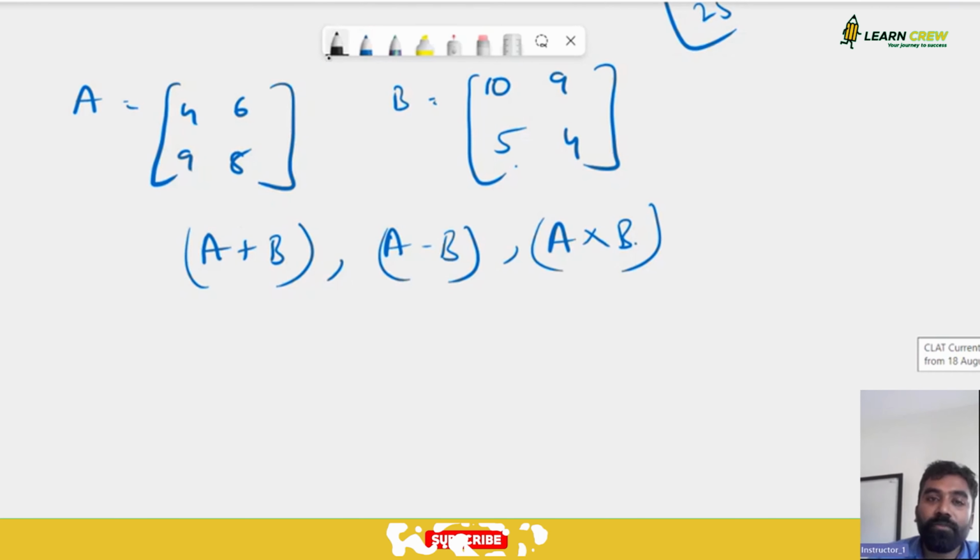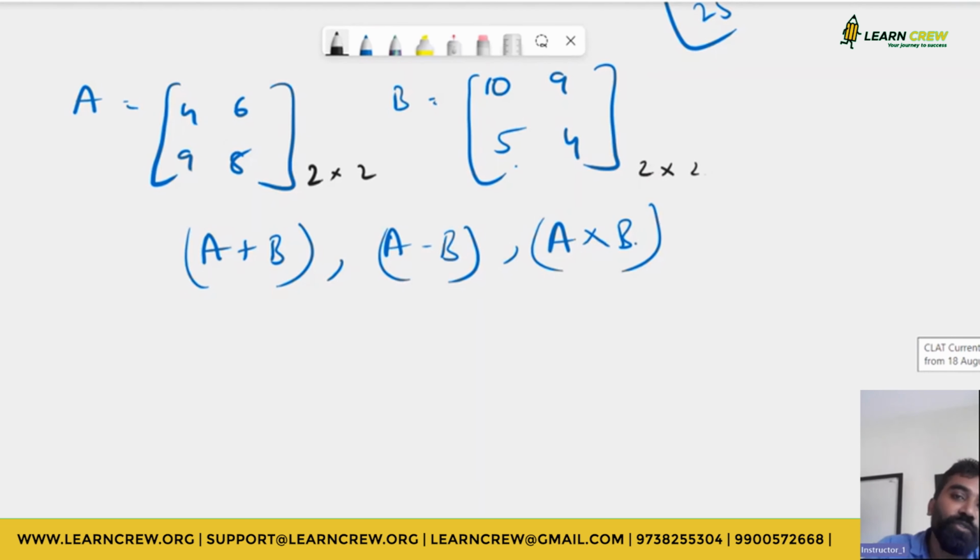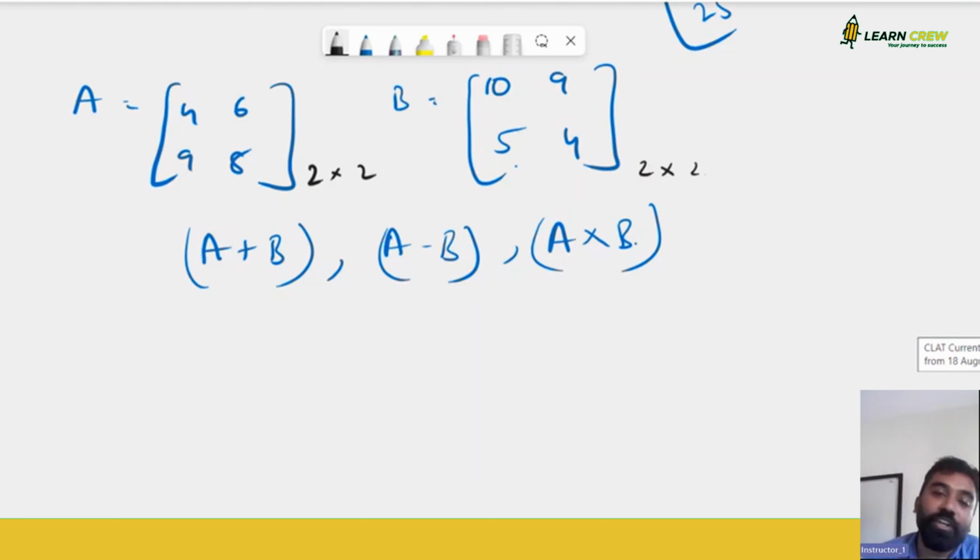The order should be the same. Yes, this is 2 cross 2. This should also be 2 cross 2. Only then you can add or subtract. If this is 2 cross 2 and some other matrix is 2 cross 3, sorry, you cannot add it.